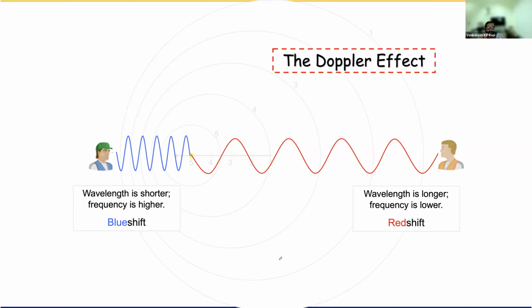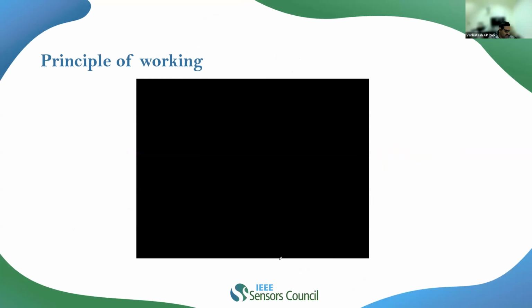So the laser Doppler vibrometer, as the name itself says, makes use of a laser and uses the Doppler effect to measure the vibrations. That is why it's called a laser Doppler vibrometer. So what is the working principle of the laser Doppler vibrometer? Let us see.